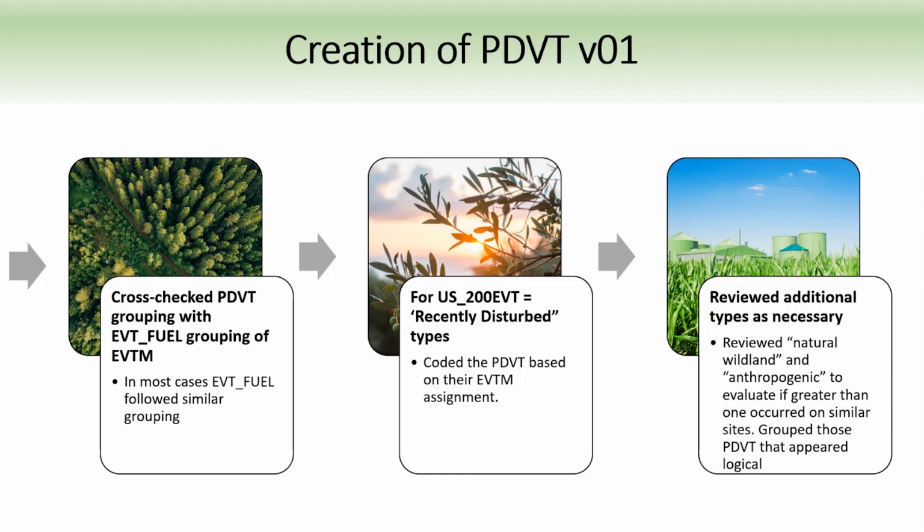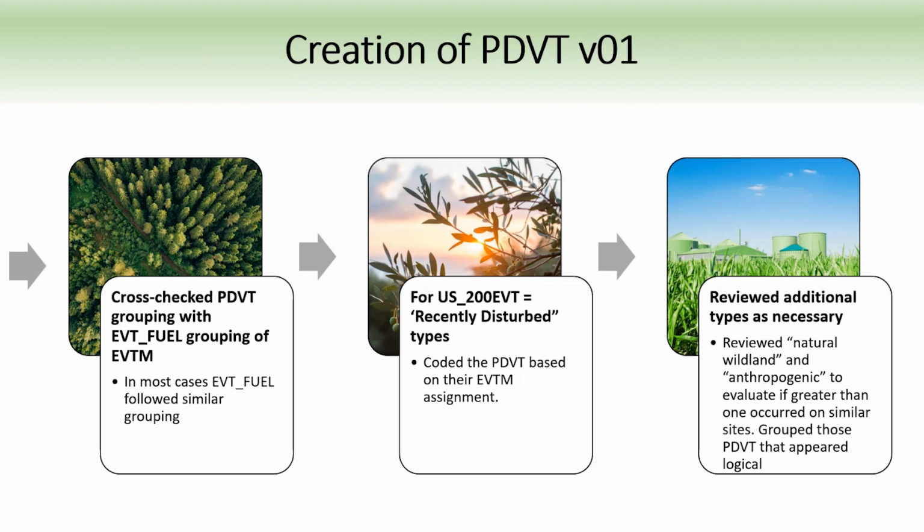Then we step into cross-checking the PDVT groupings with our fuel groupings. In most cases, they followed a similar grouping. And then we go into those, again, those recently disturbed types that have to be filled in and coded those based on their modeled assignment of what their vegetation type would be.